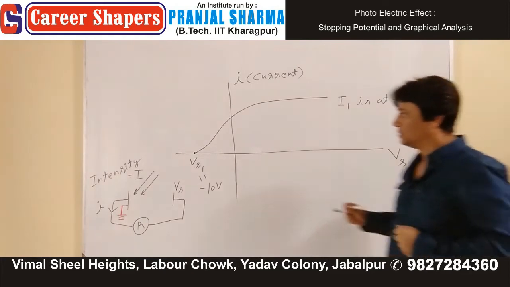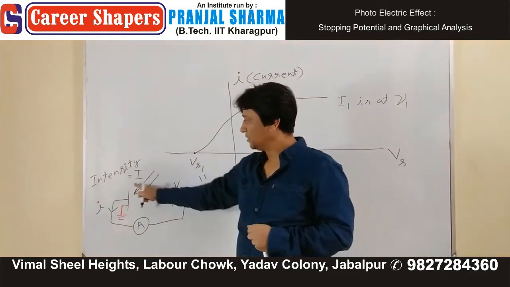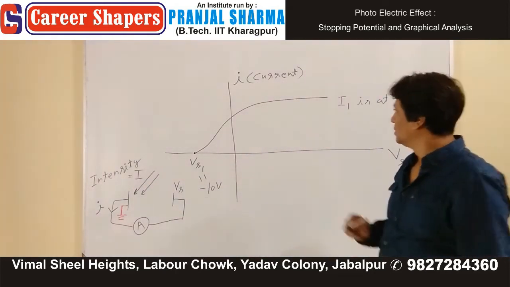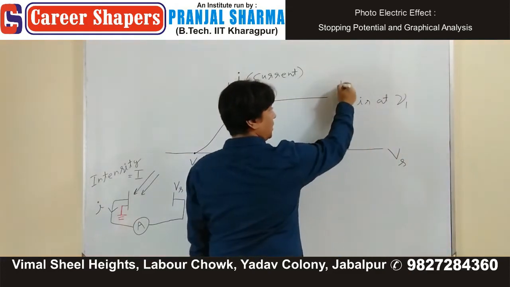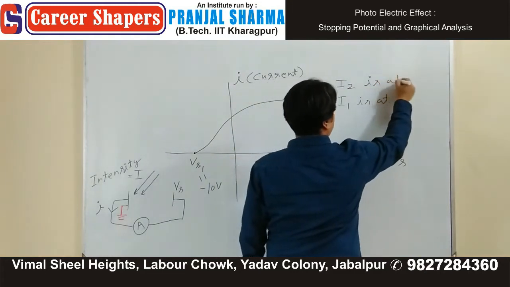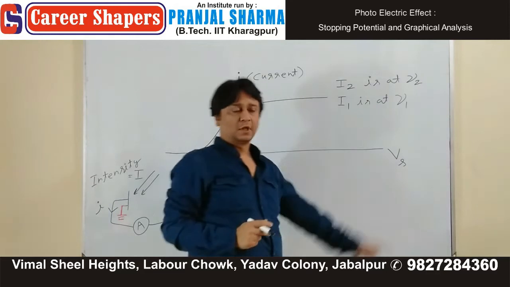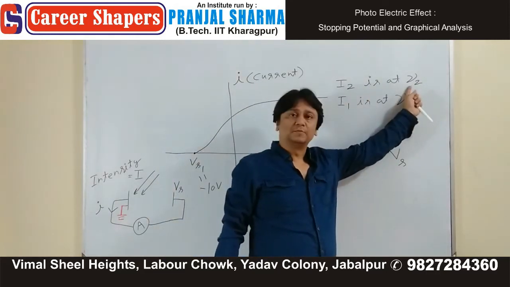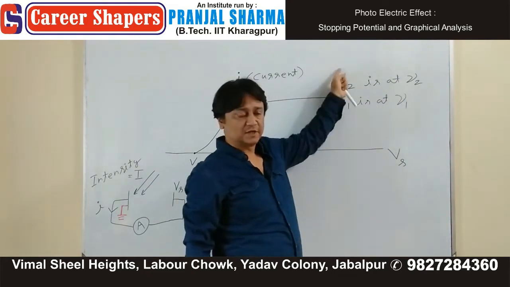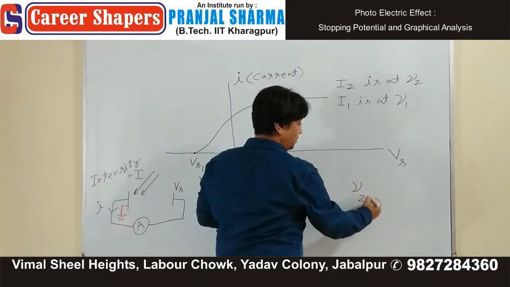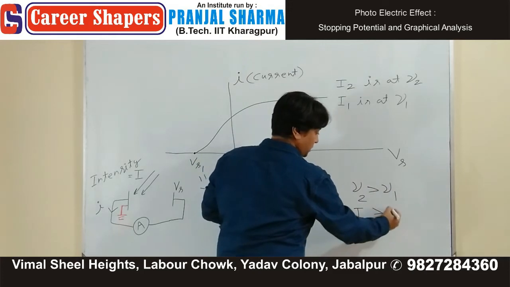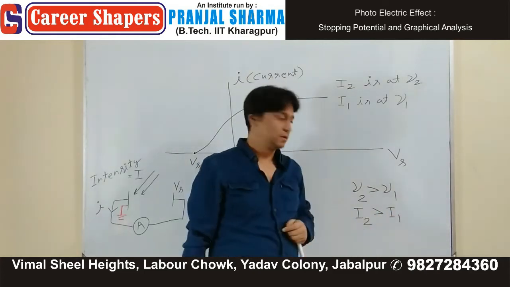Now, next time what we did, we increase this intensity by increasing what? Frequency. So this time we'll have frequency nu2. Green becomes blue. If green becomes blue, we have increased the intensity. Nu2 is greater than nu1, and therefore I2 is also greater than I1.